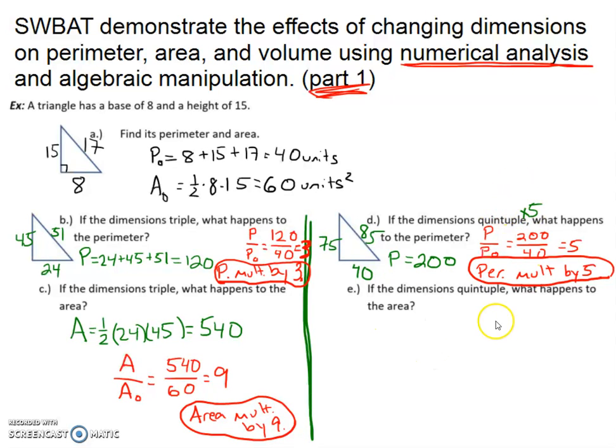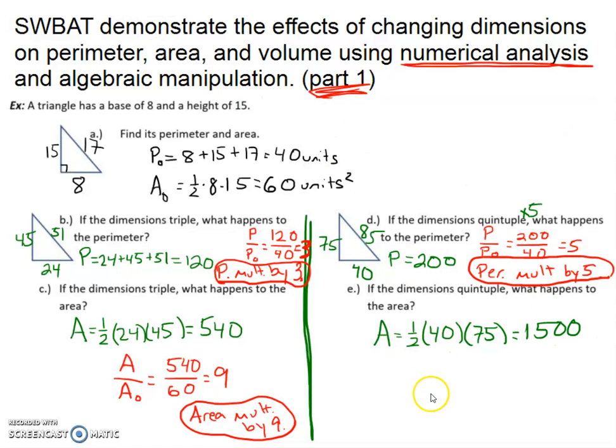Before I do this, I want you to make a guess in your head about what the answer is and see if you're right when we get there. The area of our new triangle is equal to 1/2 times the base, which is 40, times the height, which is 75. Again, I grabbed my calculator for this one. So 1/2 times 40 times 75 is 1,500.